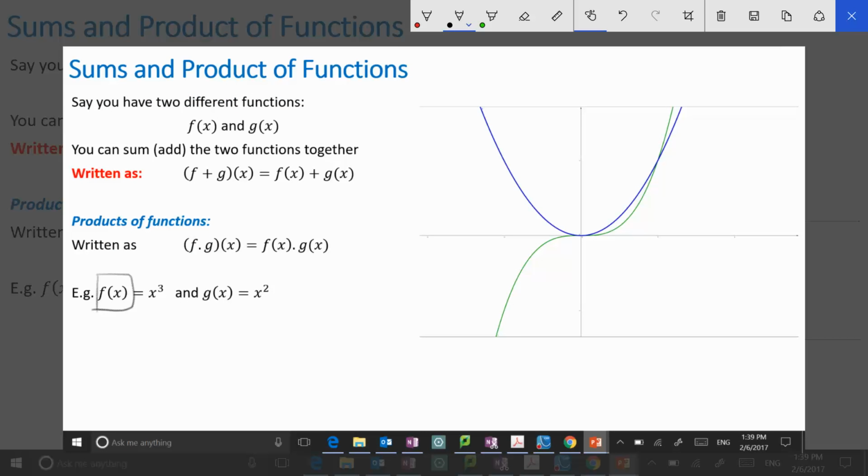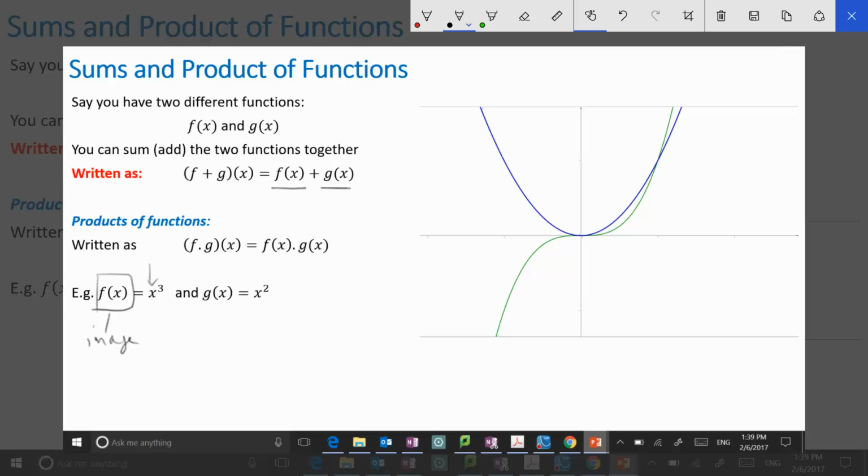When you say f of x, technically this is your output, or your image, or your y coordinates, or your range. So this is your image. This is your pre-image. So when we say add and subtract f of x plus g of x, what you're really saying is you're adding y coordinates. When you say f of x times g of x, what you're really saying is multiply the y coordinates of both functions. Because that's what it really is.